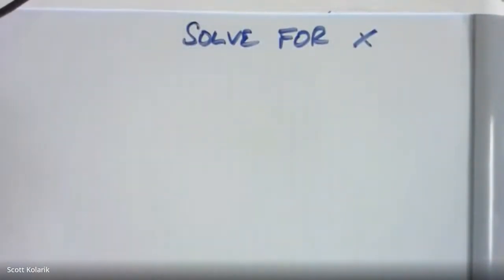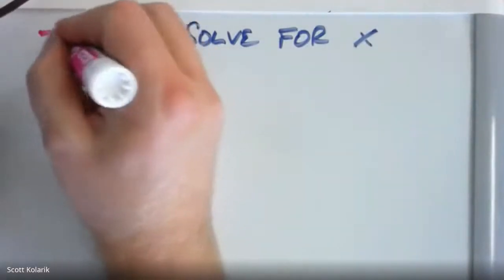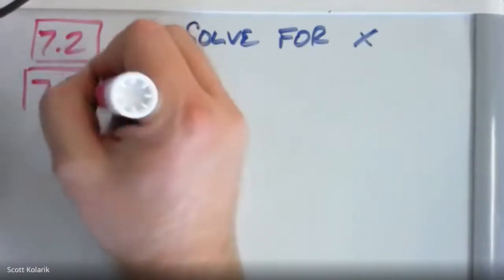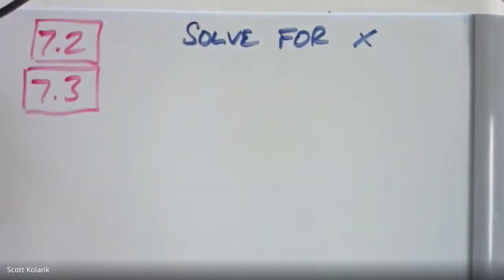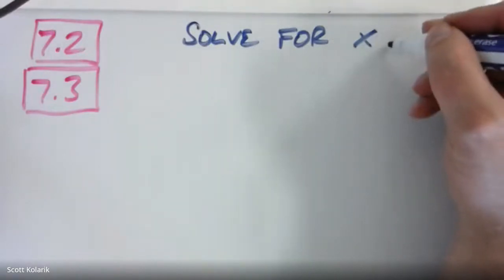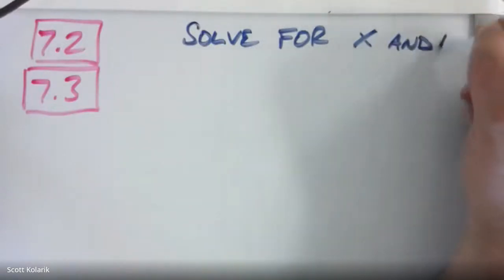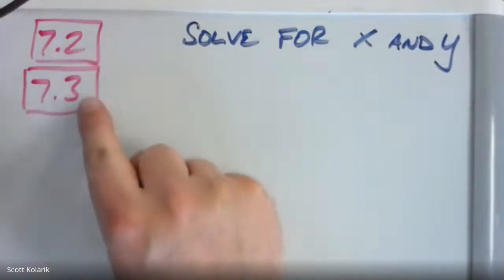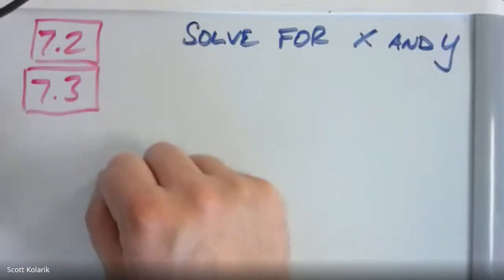Problems numbers 2 and 3 are going to be referenced here in section 2 and section 3. Sections 2 and 3 basically were flip sides of the same coin. You'll have multiple variables to solve for in these ones, X and Y. All right, sections 2 and section 3 were basically flip sides of the same coin.